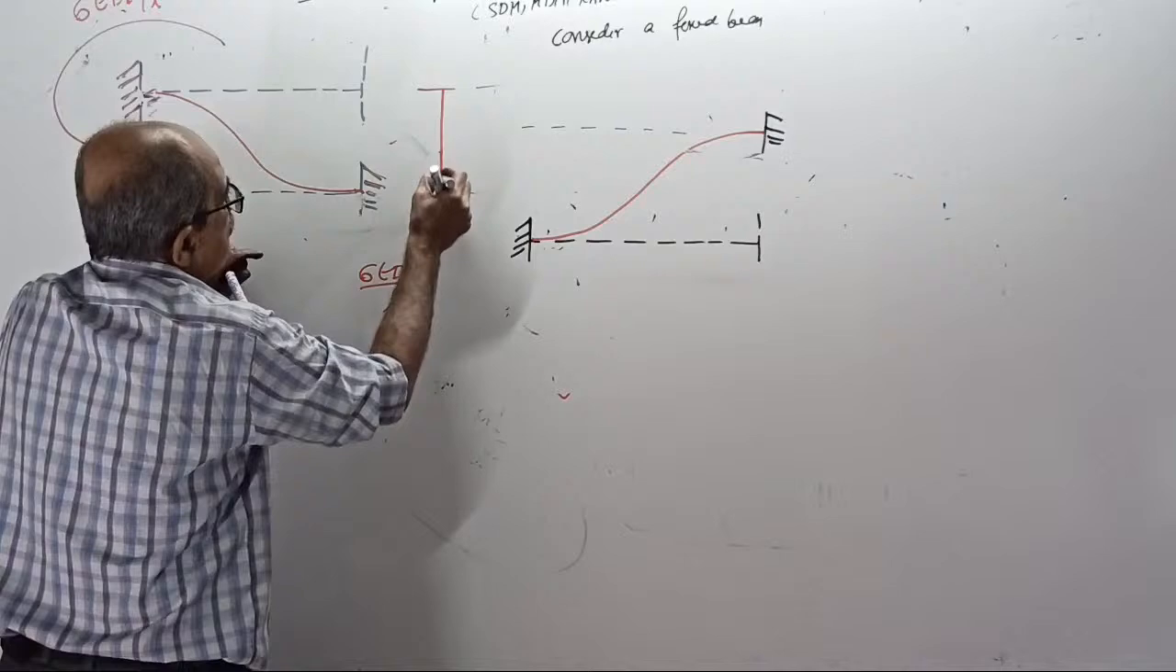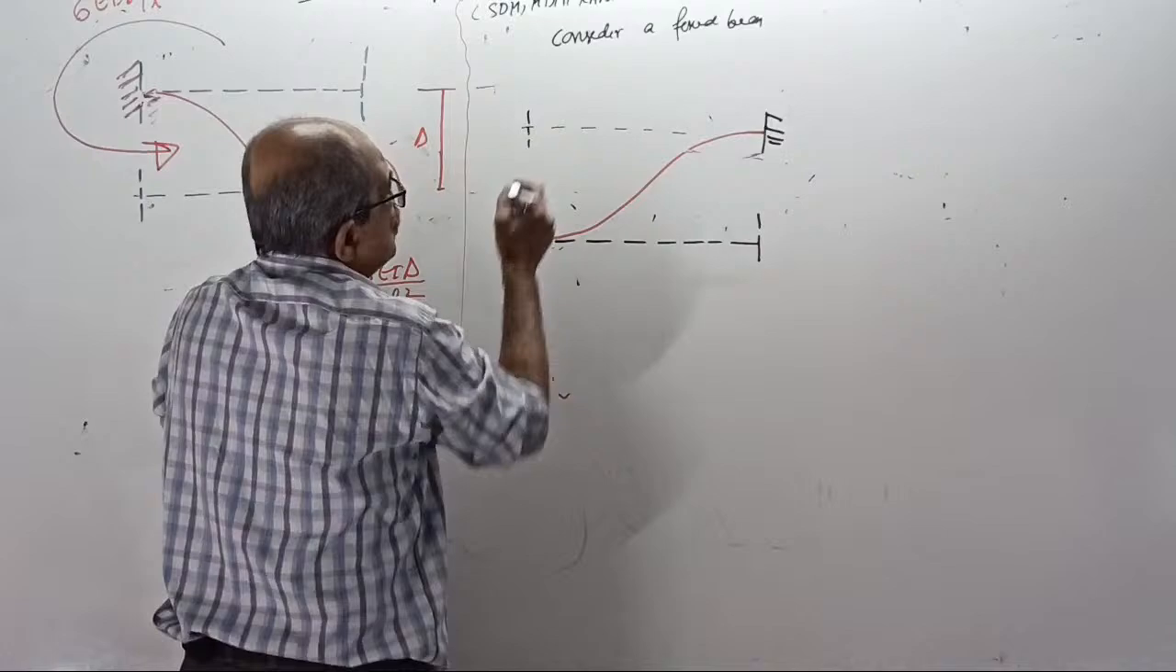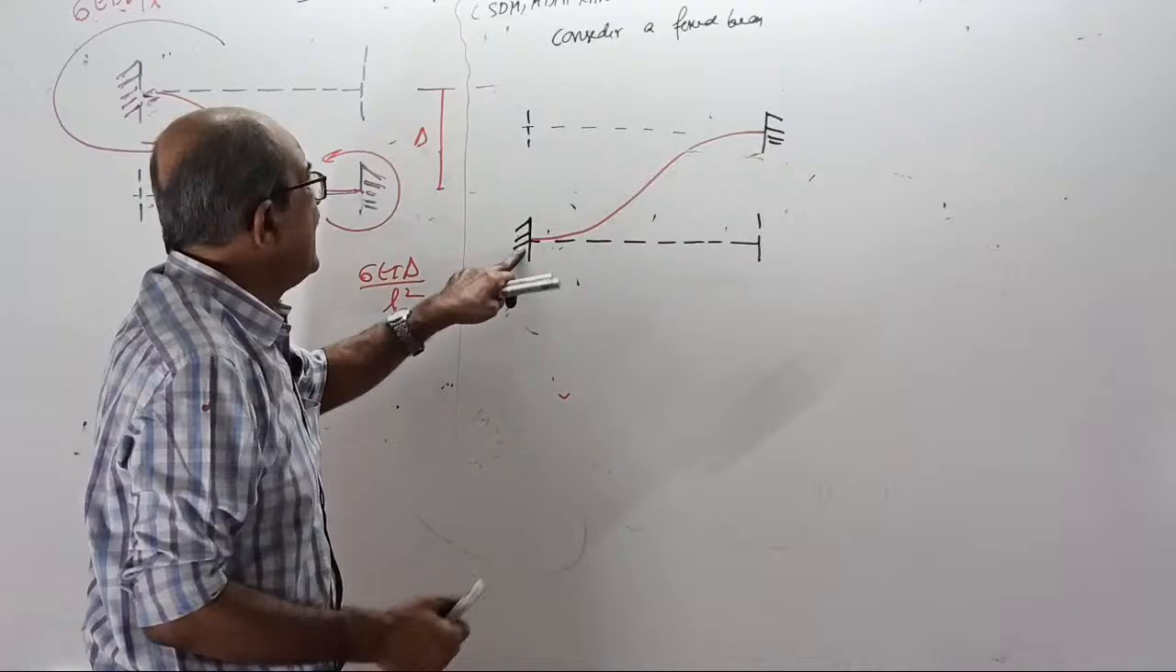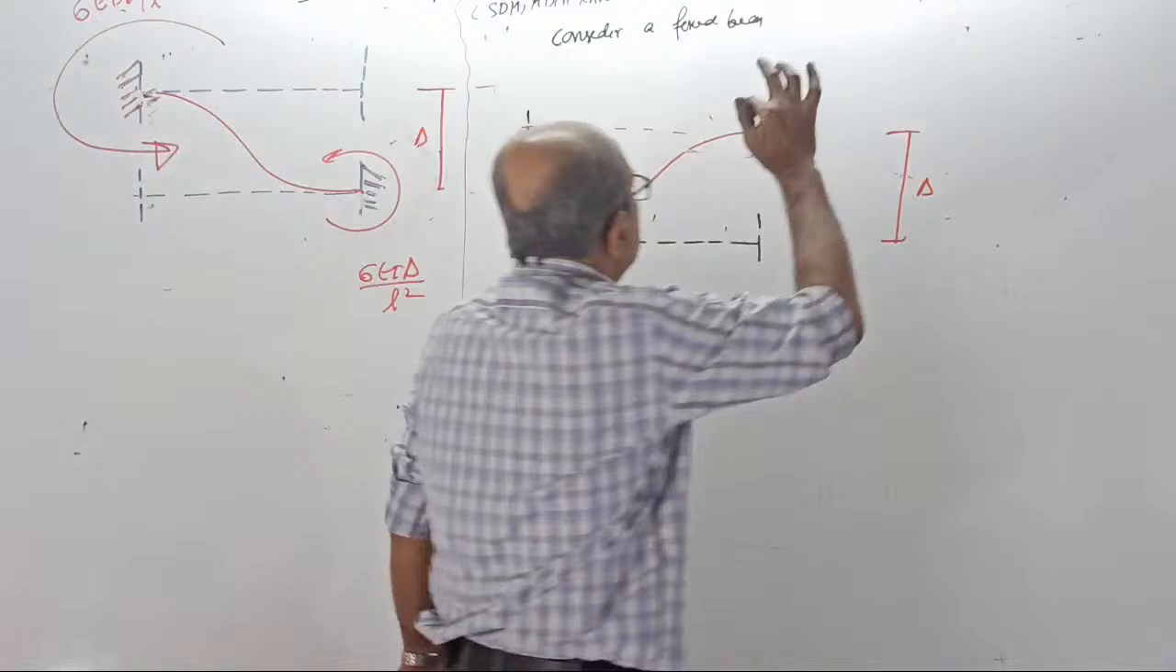A separate sketch actually. This is delta. Anti-clockwise. Okay, here. Don't look at that side. You can put one line here also. You can call this in two different ways. Those who stand at the left end will say the right side has gone up by delta. Or those standing here will say the left side has gone down by delta.